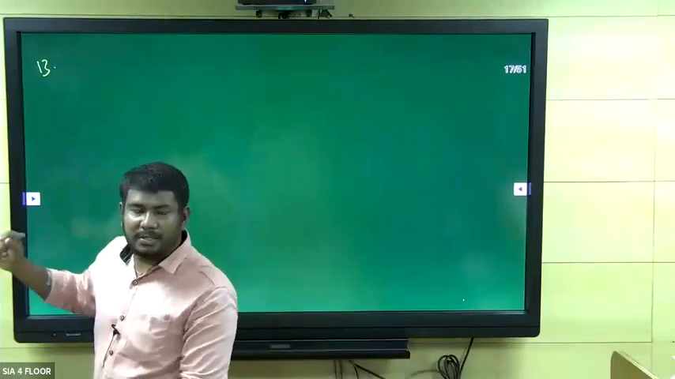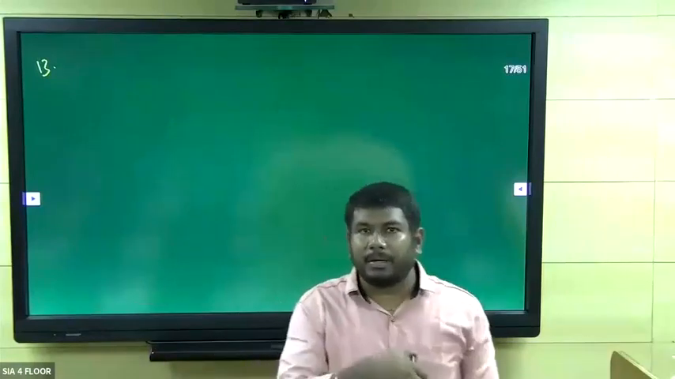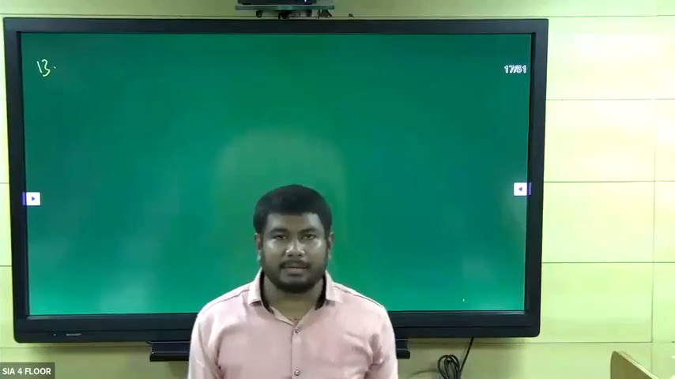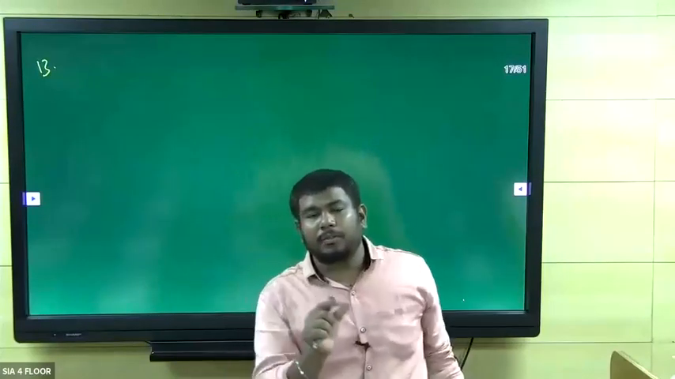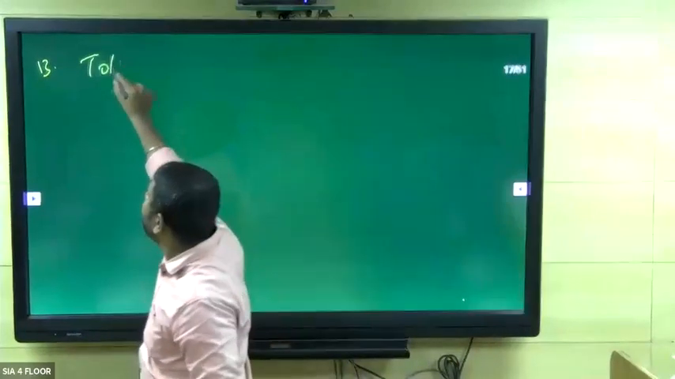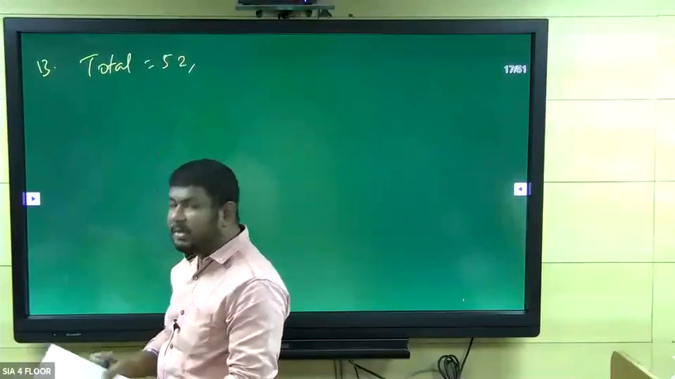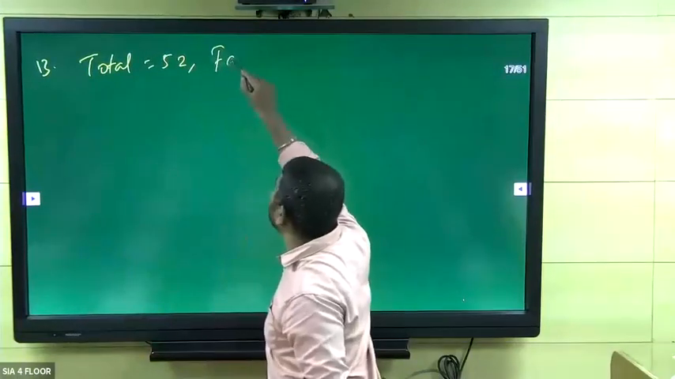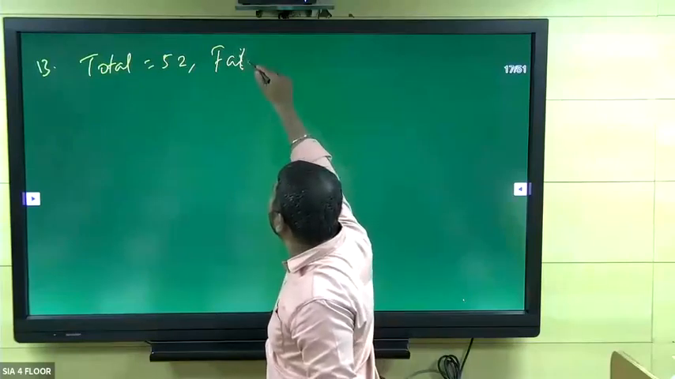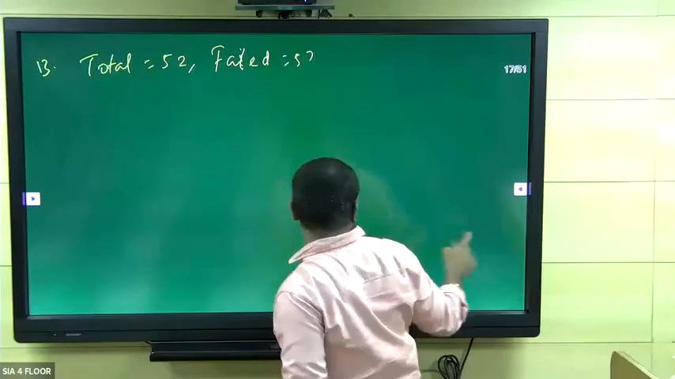So how many students actually, total students? Always you should look for the total students, right? That is very important. This is based on ranking. Ranking based question, so you should go for the total students initially. So how many total students? Our total students is 52. So 15 students failed. How many students failed? Failed students is 50. Sorry.